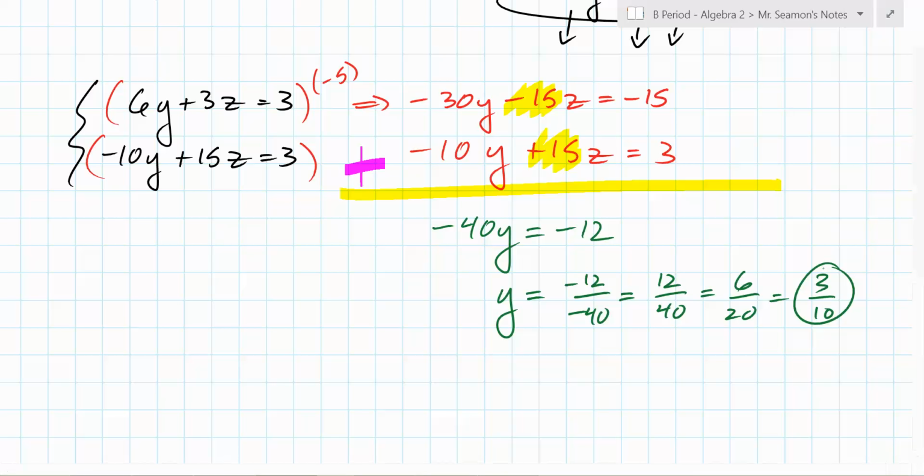What do you now do? We're not going to do it right now, but what do you do with the 3 over 10? So we have this one number. Where do we take this number? You plug it in. Where? Does it matter which one? No. We plug it in for here, and then we can solve for z.